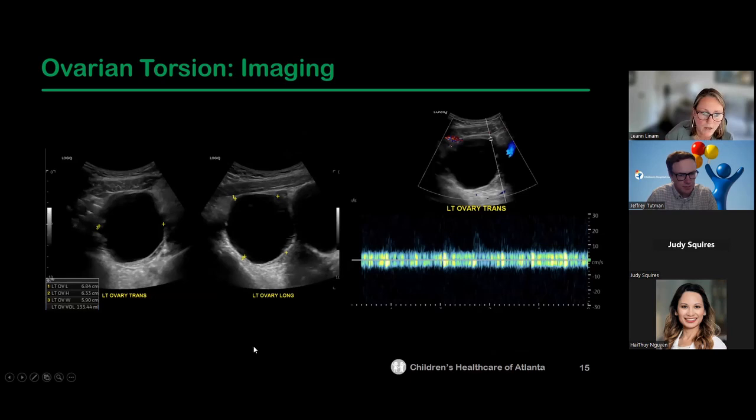Here is another case of a large ovarian cyst without torsion. So you can see a little bit of peripheral ovarian tissue, a large cyst, blood flow in that tissue, and this patient did not have a torsion. But again, pretty hard to tell from that other case that had the torsion.